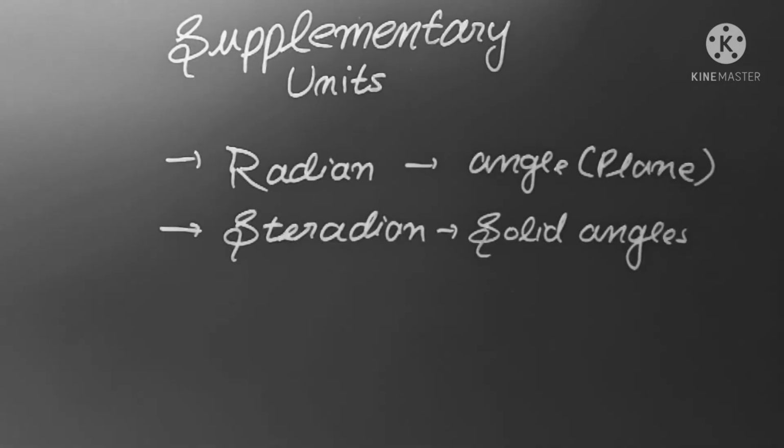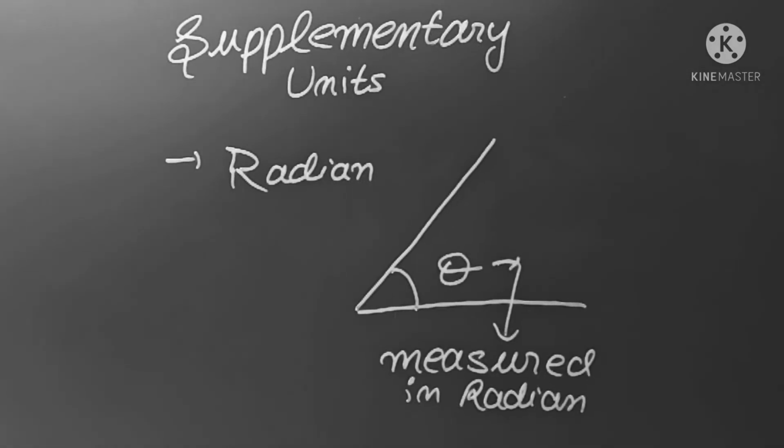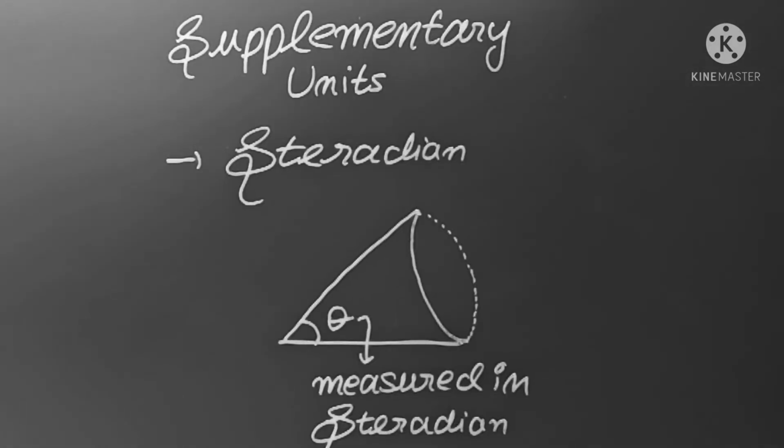Next units are supplementary units. These units are radian and steradian. There are only 2 units in this category. Radian is used to measure plane angles, and steradian is used to measure solid angles. This type of angle is measured in radian. This type of angle, which is made in a solid figure, is known as steradian.